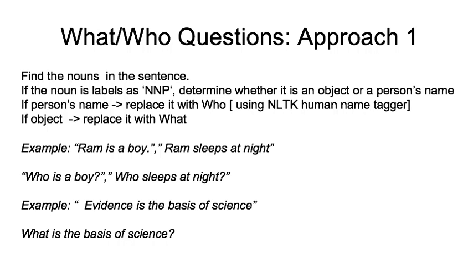Our next kind of questions are what or who questions. To tackle this, we first find the nouns in the sentence. If the nouns are labeled as NNP, we determine whether it is an object or a person's name. If it is a person's name, we will replace it by who, and if it is an object's name, we will replace it by what. For example, we have "Ram is a boy" and "Ram sleeps at night". Now we find that this is a noun which refers to a person's name, so we replace it by who. But if it is not a noun which refers to a person's name, we replace it by what.